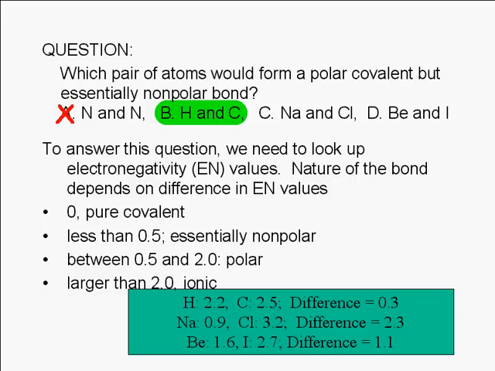So how should you deal with these gray areas on a test? If you're not given access to electronegativity values on a test, your best bet is to say that a bond between beryllium and iodine is ionic, unless of course your teacher expects you to be very familiar with the gray areas.